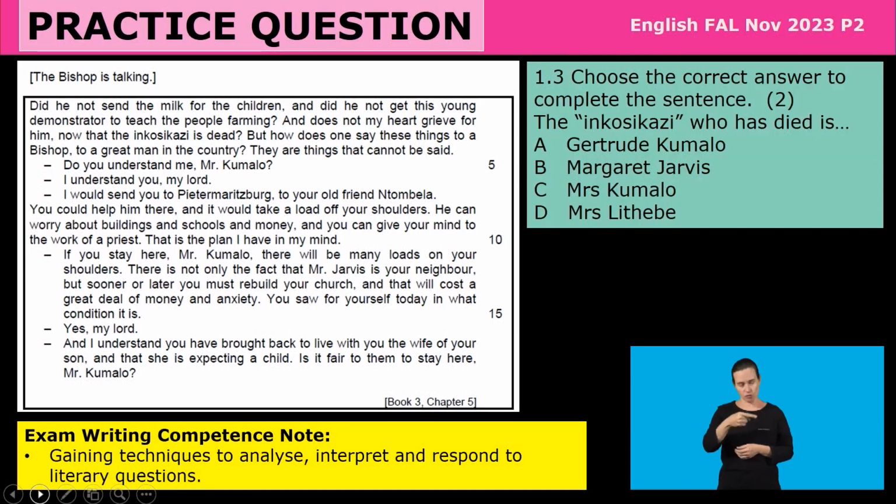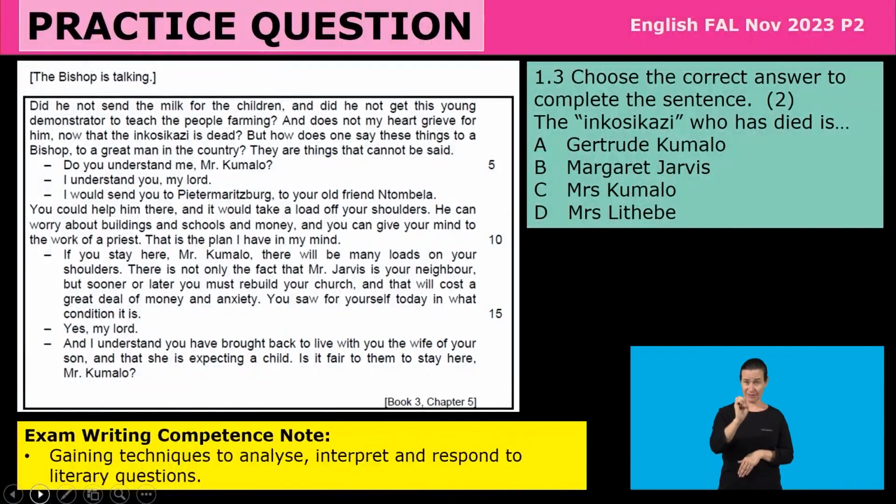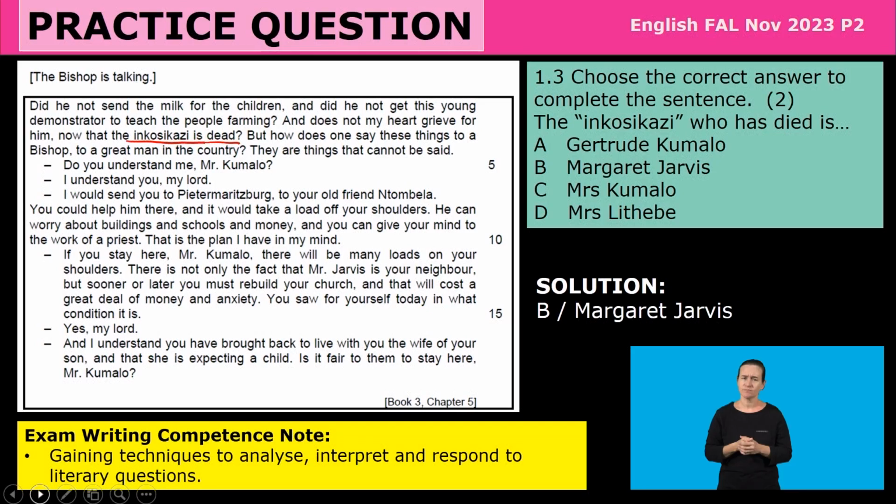Choose the correct answer to complete the sentence, all right? Which means they're going to give you a statement and you have to complete that. So, the Inkosikazi who has died is. So, who is this referring to? This particular word that they've lifted from the text. If you look for the words, you will see that it says the Inkosikazi is dead. So, who is it referring to? All right, who is this reference in this case? In this case, it's referring to Margaret Jarvis, which means it is the wife of the priest who has passed away.